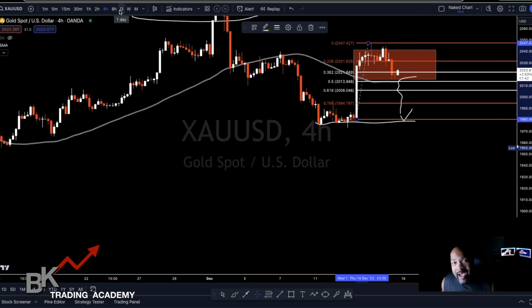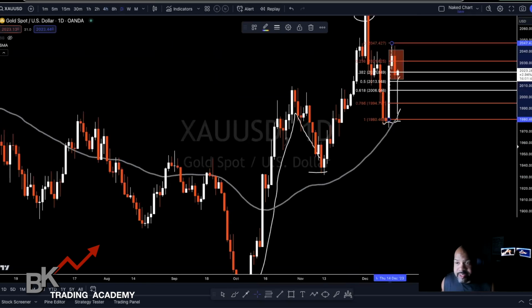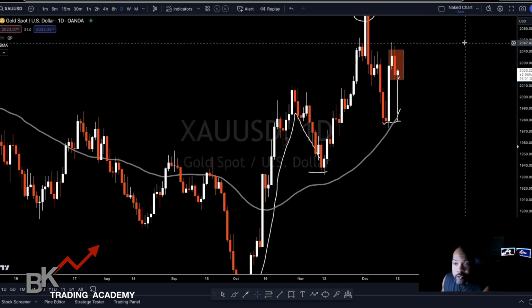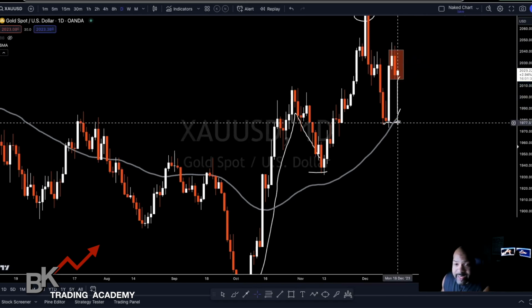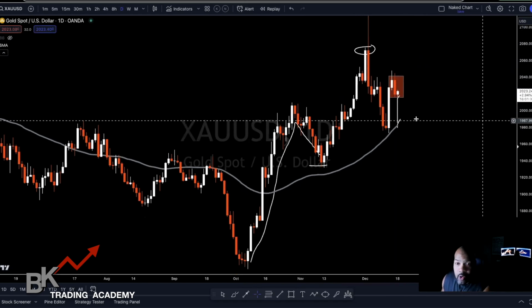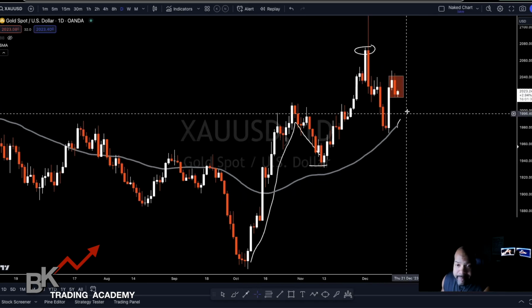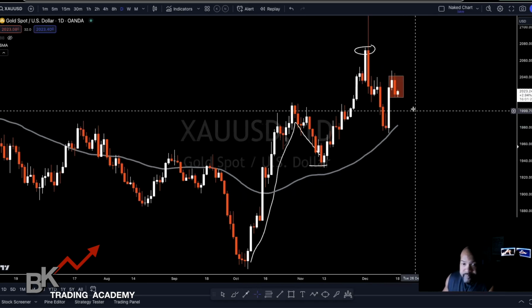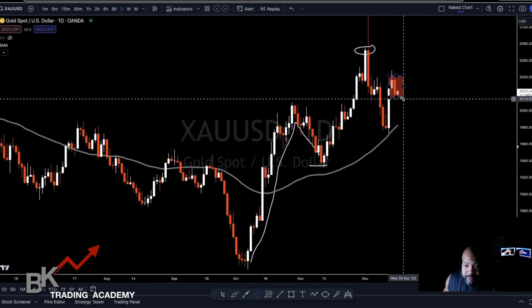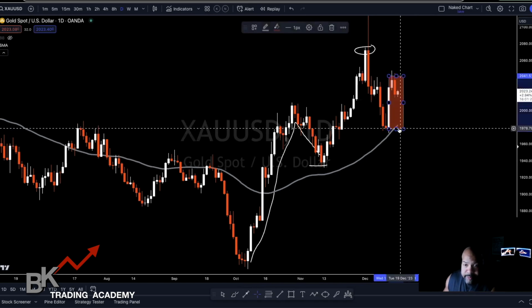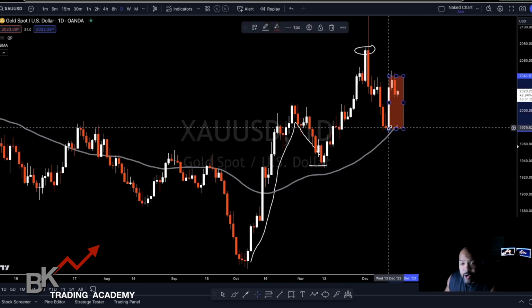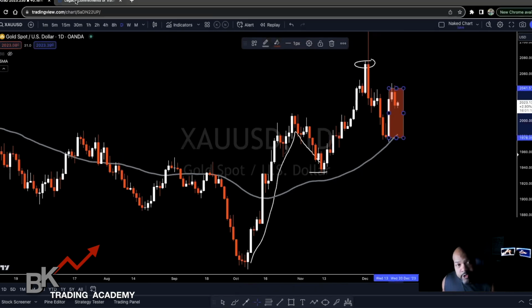We want to keep our eye on the big picture. The big picture tells us the story overall, and we typically want to get in at the best possible price. So overall, I do believe that price is going to come back down to the 50 MA here on the daily time frame, and it's going to continue to drop just a bit, retesting this 1979 zone here, and may even go further. But that's when the commitment of traders comes into play.